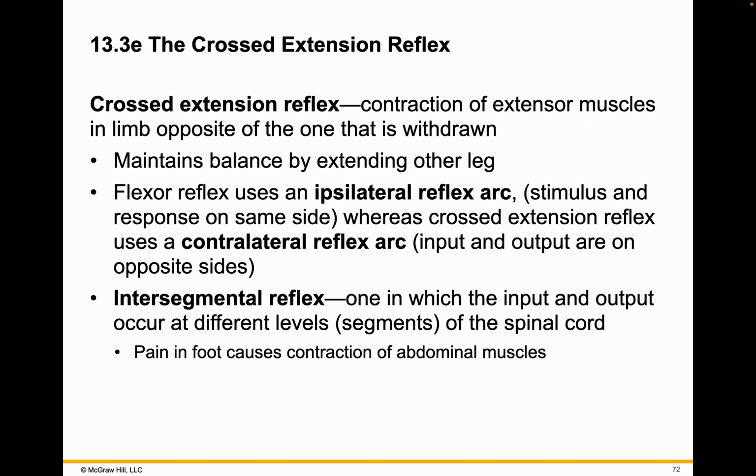Crossed extension reflex: we get contraction of extensor muscles in the limb opposite of the one that is being withdrawn. It helps maintain balance by extending the other leg. Flexor reflexes use an ipsilateral reflex arc, stimulus and response on the same side, whereas the crossed extension reflex uses a contralateral reflex arc. The input and output are on opposite sides. This is an intersegmental reflex, one in which the input and output occur at different levels, segments of the spinal cord. Pain in the foot will cause contraction of abdominal muscles.